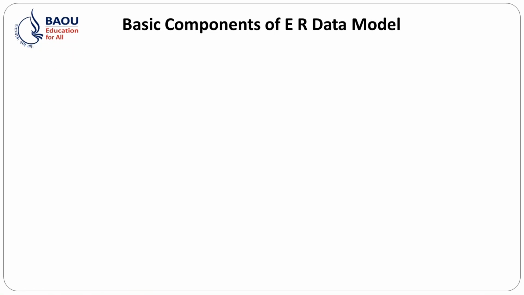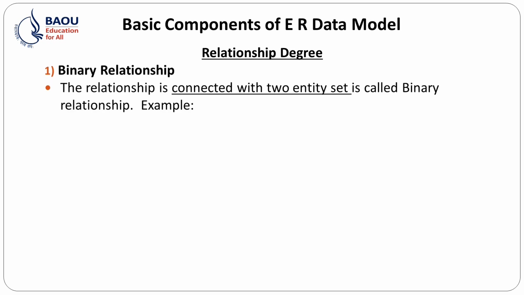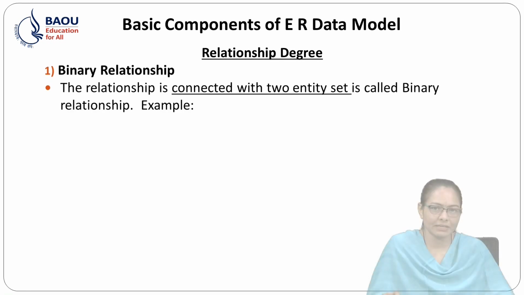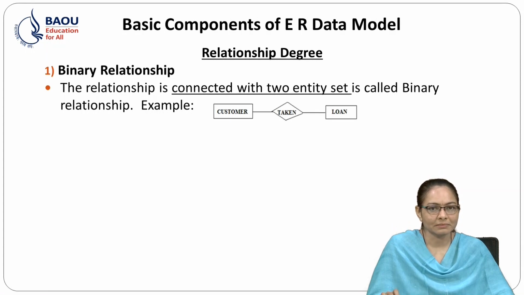Now, the next is, what is relationship degree? Relationship degree means how many entities are connected with the relationship. There are three types of relationship degree. First is the binary relationship, second one is the ternary relationship, and third one is the n-ary relationship. First we see the binary relationship.